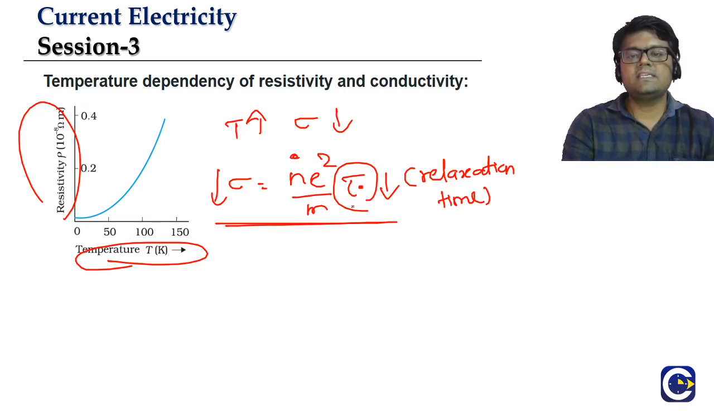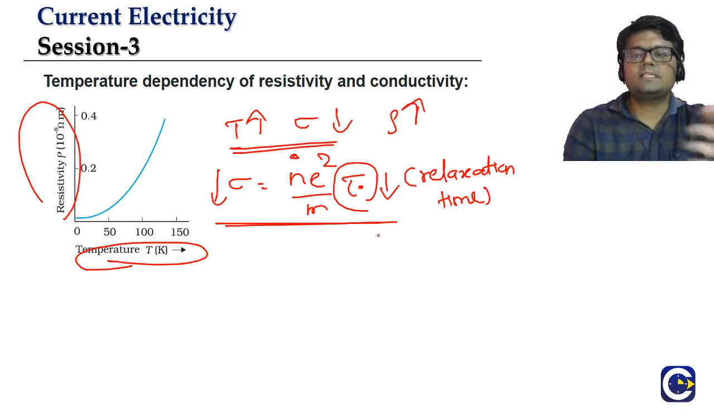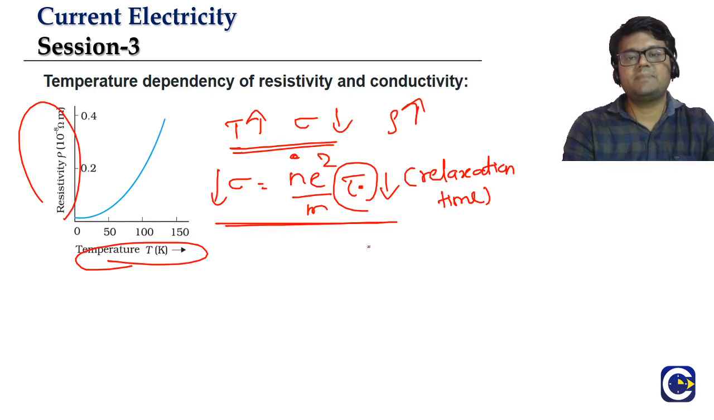So tau decreasing means overall sigma will be decreasing. That's it. If you increase temperature, sigma decreases. Sigma decreases means the resistivity will be increasing. So this is what we have as the temperature dependency on the resistivity and conductivity for the metals.